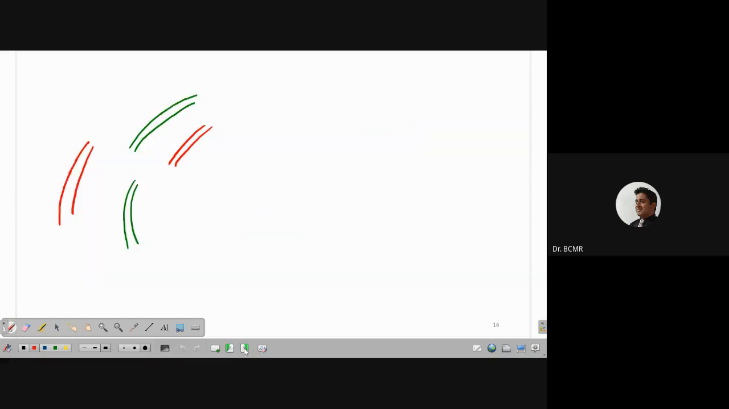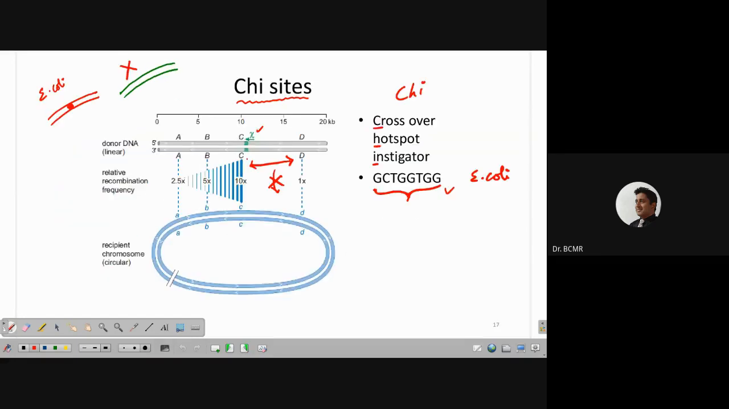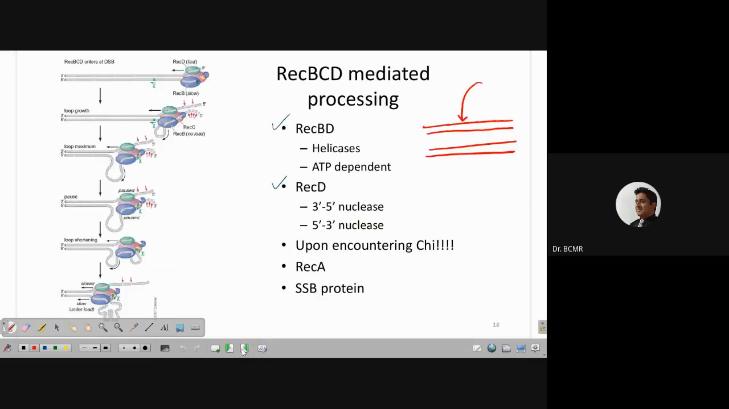So it depends on something called Chi sites. The full form of Chi, C-H-I, is crossover hotspot instigator. Those are some sequences that are present in E. coli in numerous places. Based on that, they increase the frequency of recombination, that is homologous recombination.